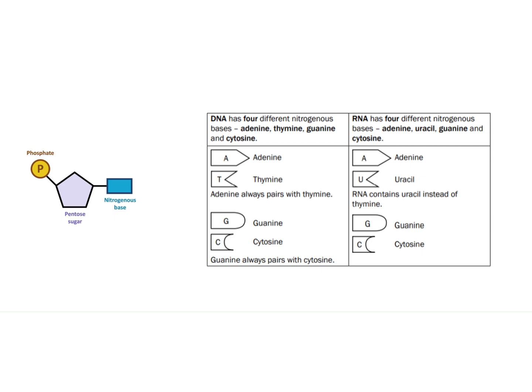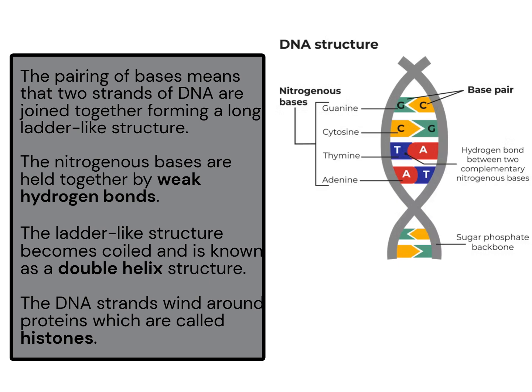Now, the structure of the DNA: the pairing of bases in the DNA means that two strands of DNA are joined together, forming a long ladder-like structure. The nitrogenous bases are held together by weak hydrogen bonds, and the ladder-like structure shown in the image on the screen is known as a double helix structure.